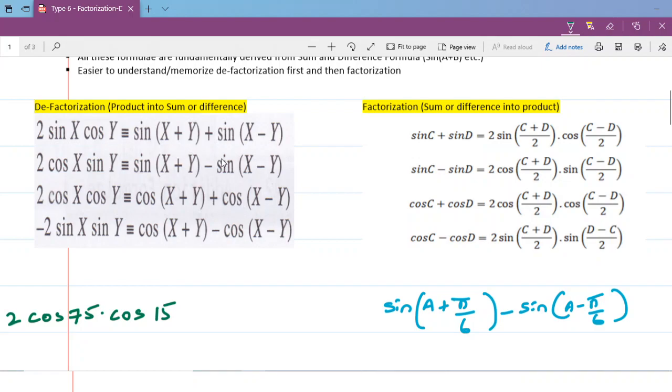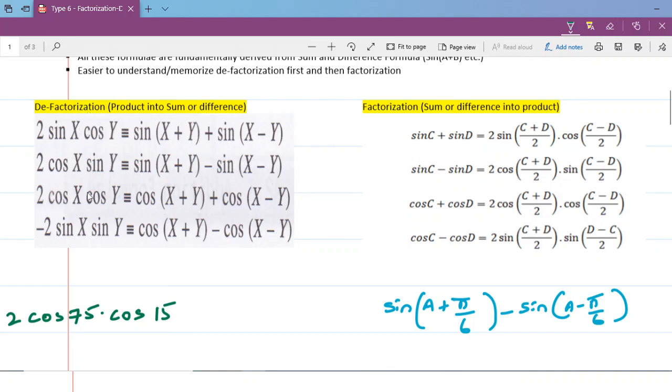So if you remember, all of this comes from the sum and difference formula. That's kind of the mother formula for all of that. If you remember, sum and difference is sine a plus b, just this piece of that. If you remember, sine x plus y is sine x cos y plus cos x sine y. We have done that in the type 1 problem. So everything is kind of based on that one.